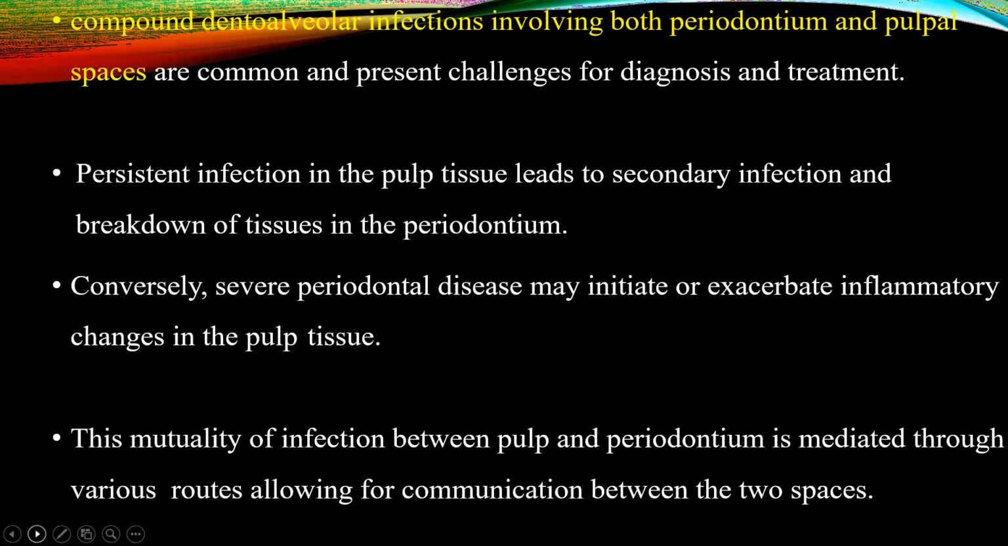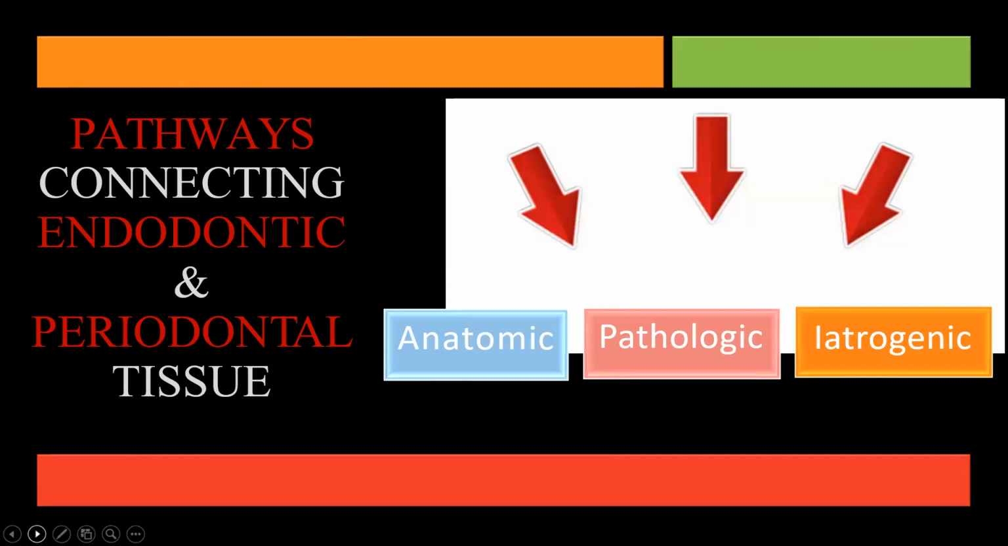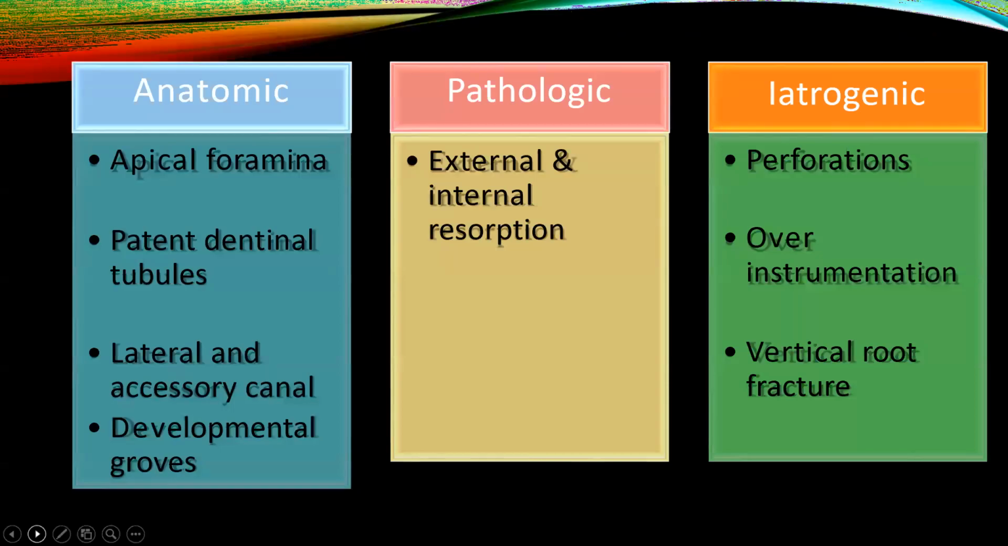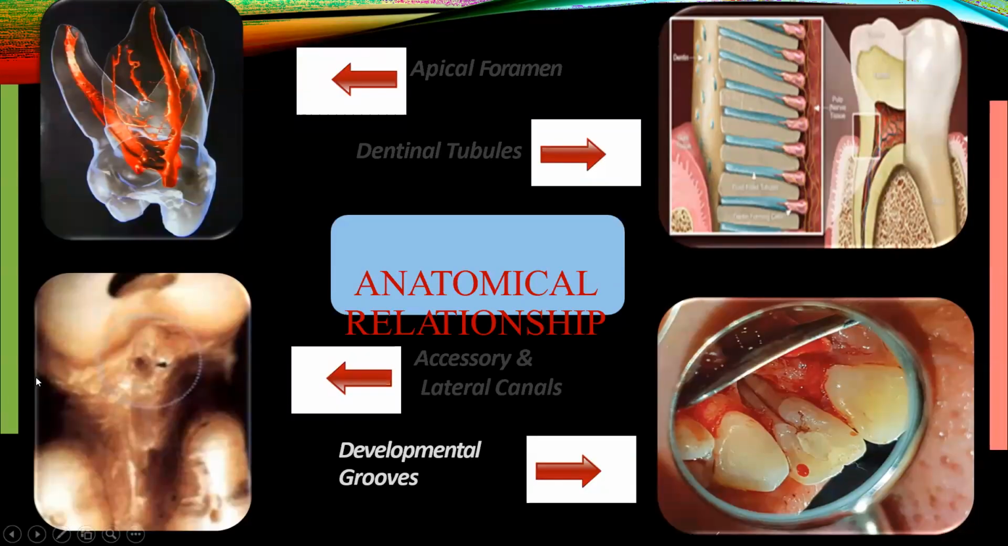This mutuality of infection between pulp and periodontium is mediated through various routes of communication between these two spaces. So there are certain pathways for communication between endodontic and periodontal tissues. This involves anatomic pathway, pathologic pathway, and iatrogenic pathway. Anatomic pathways involve apical foramina, patent dentinal tubules, lateral and accessory canals, and developmental grooves, whereas pathologic involves external and internal resorption. And iatrogenic involves perforations, over-instrumentation, and vertical root fracture. So these are the pathways of communication.